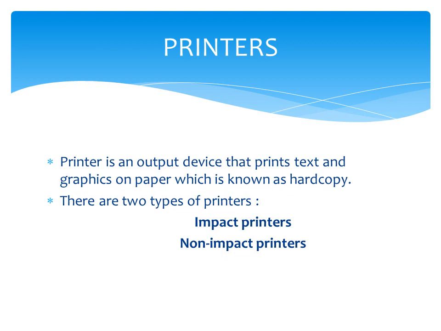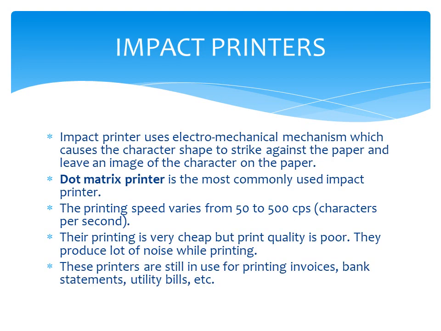Next one are the printers. These are output devices that print text and graphics on paper, which is known as hard copy. Two commonly used printers are the impact printer and non-impact printer. Impact printers basically use an electromechanical mechanism which causes the character shape to strike against the paper and leave an image of the character on the paper. Dot matrix is the most commonly used impact printer, whose speed is 50 to 500 CPS, characters per second. Their printing is very cheap but their quality is not very good. They produce a lot of noise while printing, and these printers are still used for printing invoices, bank statements, utility bills, etc.